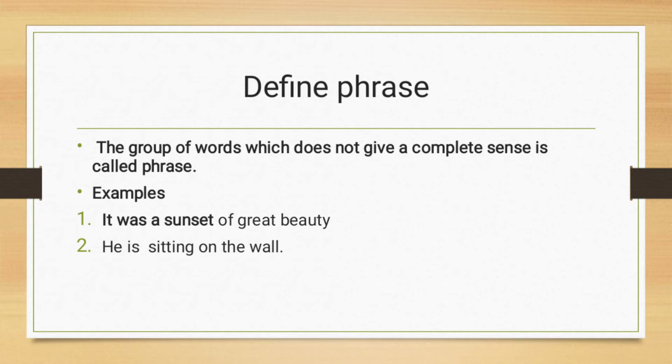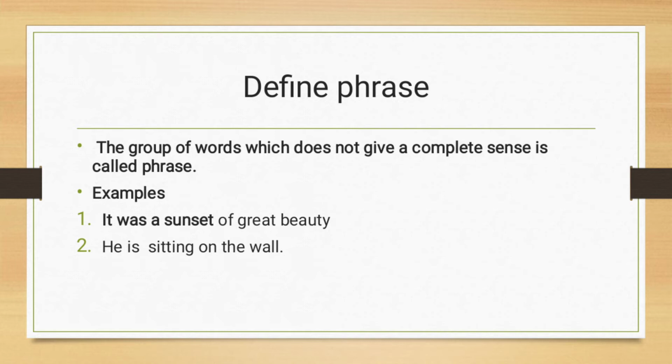So, the group of words which does not give a complete sense is called a phrase. Example: it was a sunset of great beauty. He is sitting on the wall. So, in these two sentences, in the first sentence, of great beauty, this group of words is a phrase. Similarly, in the second sentence, he is sitting on the wall, so on the wall is a phrase.